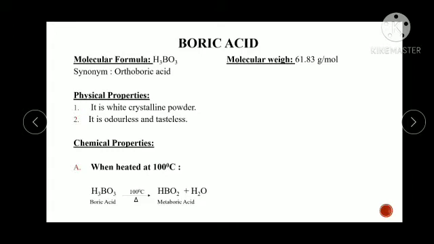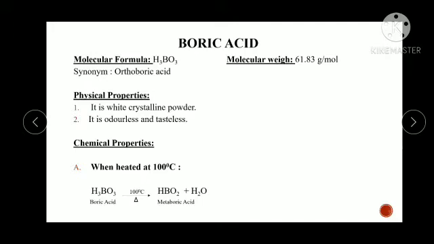Then the monograph of boric acid. The molecular formula for boric acid is H3BO3 and molecular weight is 61.83 grams per mole. The synonym for boric acid is orthoboric acid. Next is the physical property. The first physical property is that it is a white crystalline powder, and second, it is odorless and tasteless.